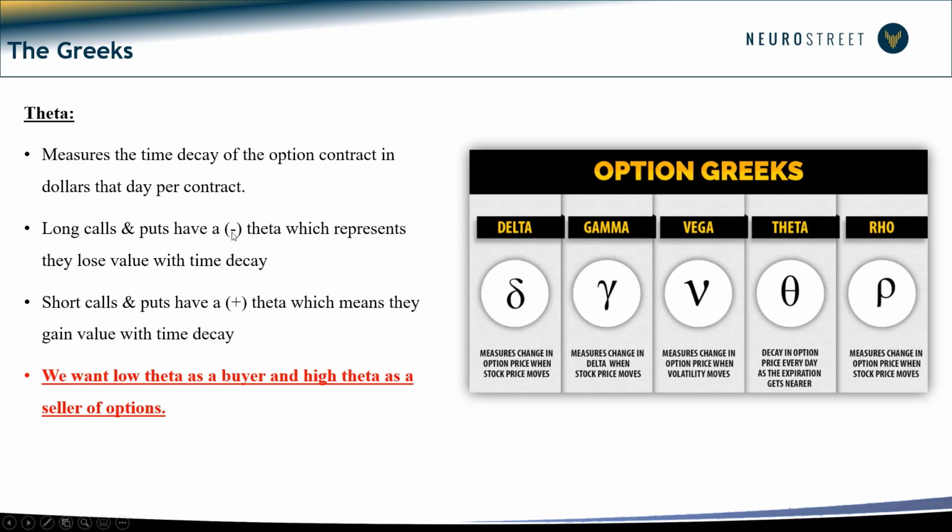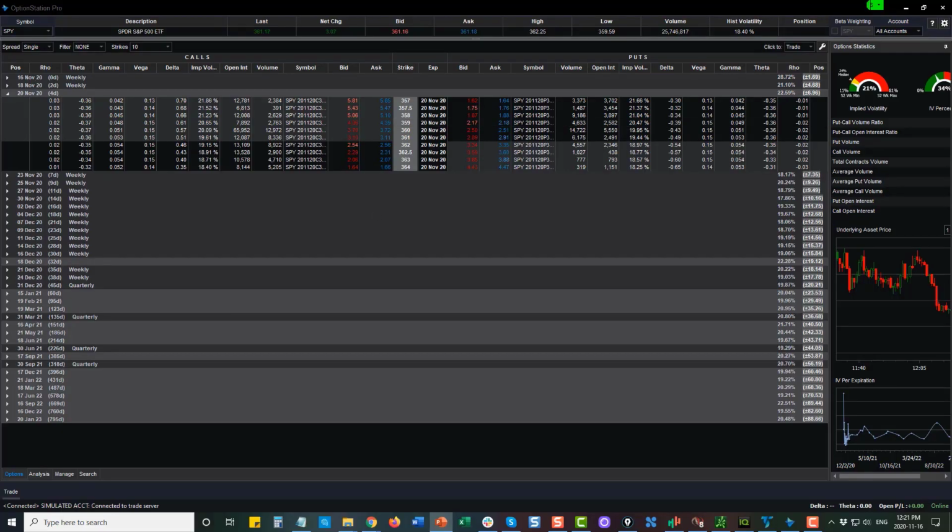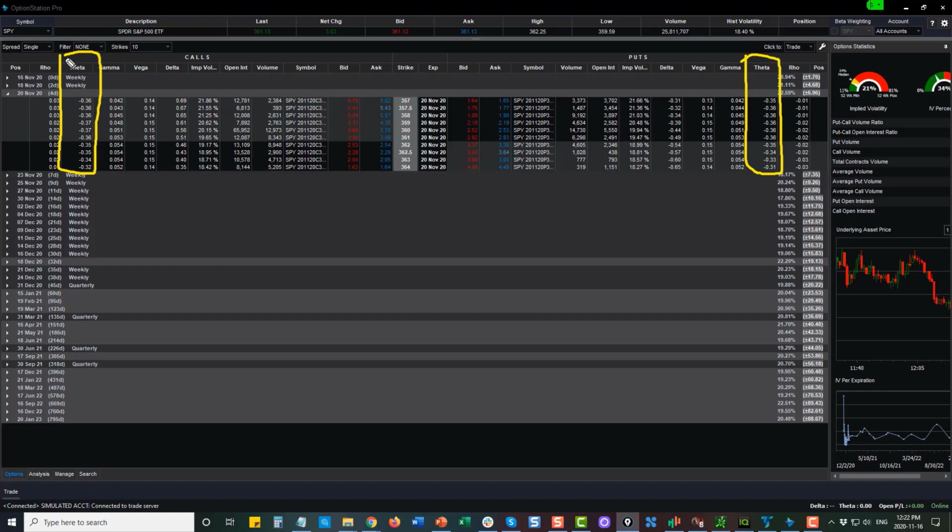So remember, negative is representing the time value, and positive is representing the time value for theta. Let's go in here and take a look at the theta column. Okay, so if you're looking at this option contract, there's theta right here. See, it's all negative theta. Okay. And it's important to understand that because it has to do with time decay.